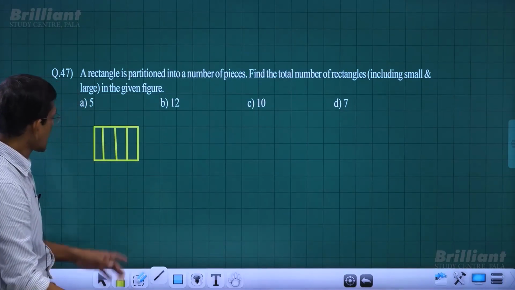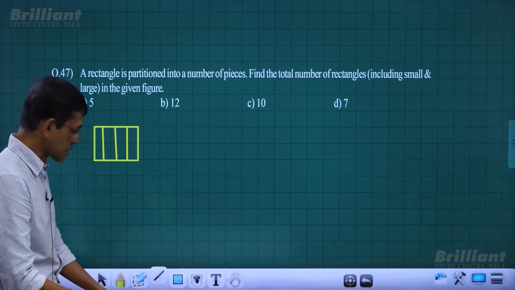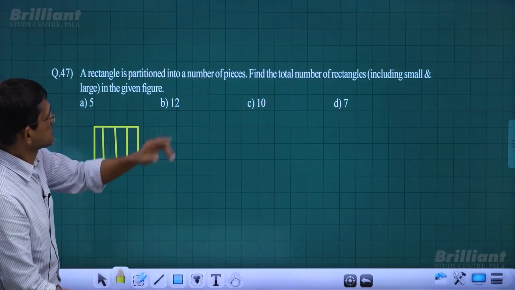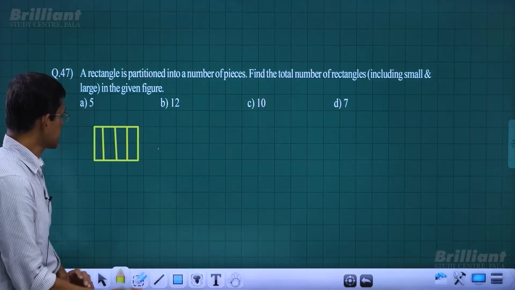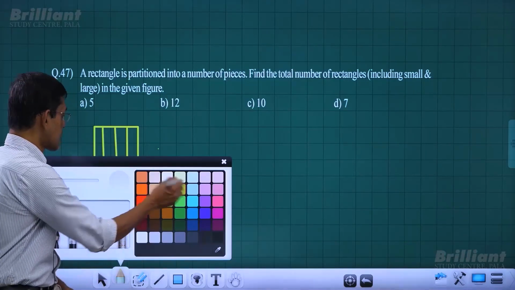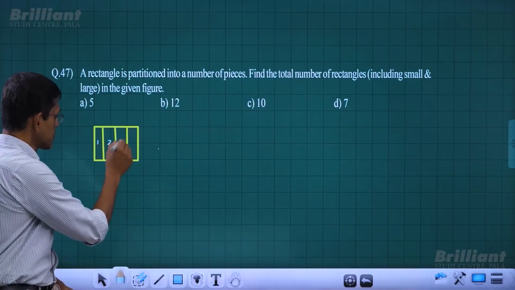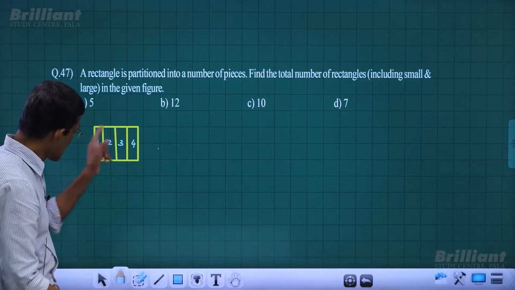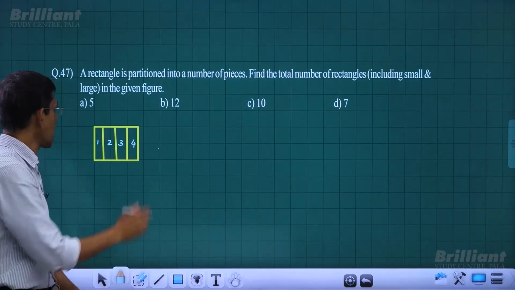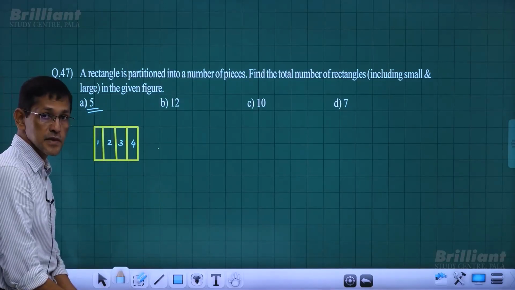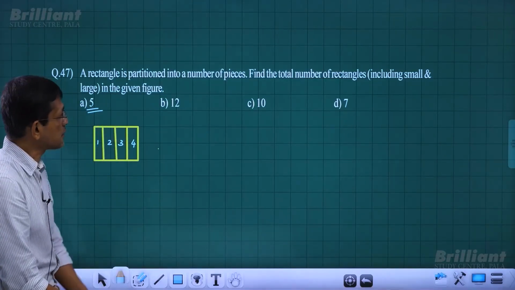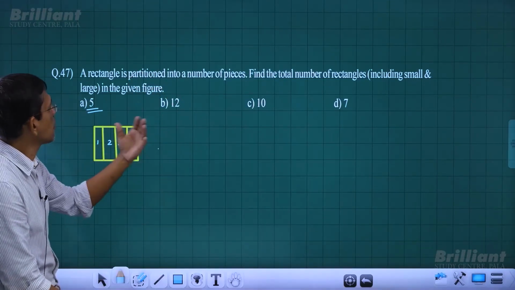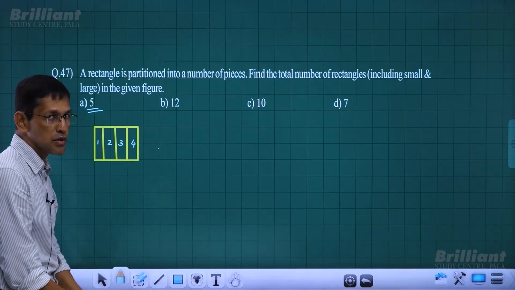Okay, so this rectangle is partitioned into 4 pieces. The question is to find the total number of rectangles here. So we have 1 rectangle here, 2, 3, 4 rectangles, and all these pieces together give another rectangle. So the answer is 5, right? Is it correct? Well, what does the question say? Find the total number of rectangles, including small and large. So you can consider all the possible rectangles here.